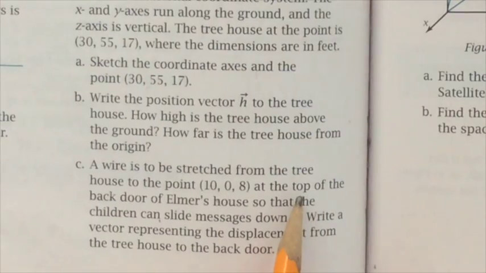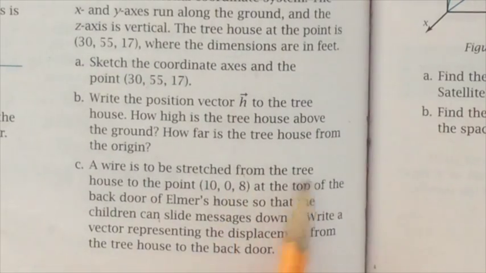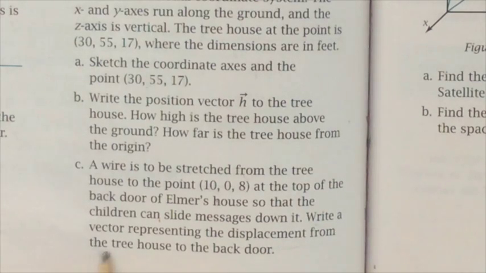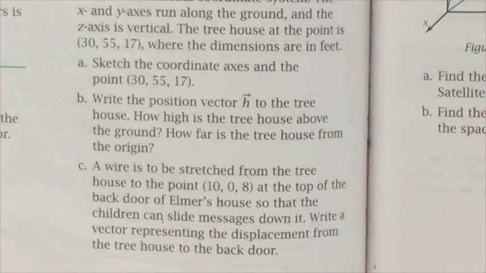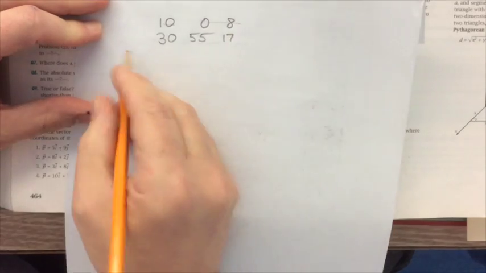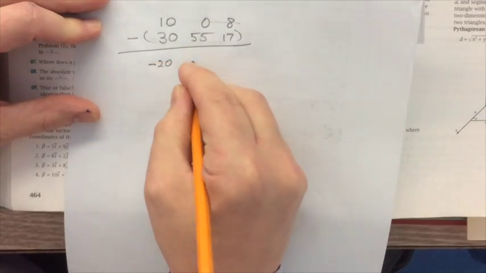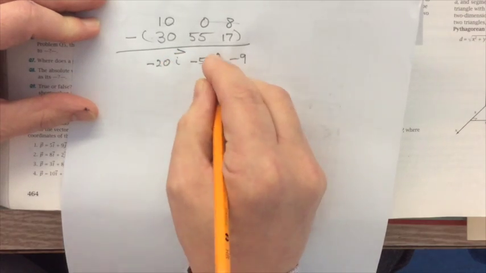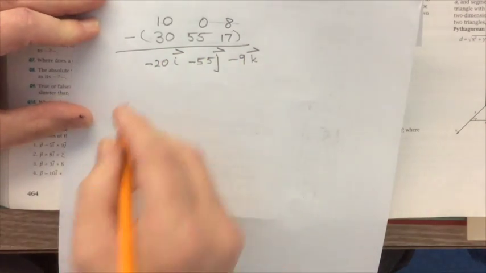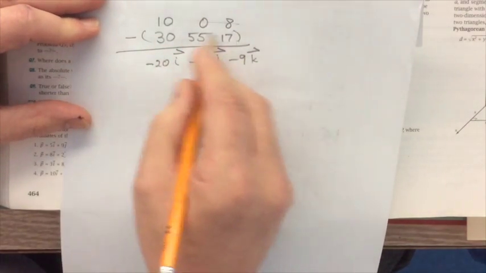Okay? Now, here's the next part. We've got the wire that stretched from the tree to the point at the top of the back door. And the question here is to get the vector of the displacement from the treehouse to the back door. So you take the coordinates, the different components here, and you subtract them. And you turn it into a vector expressed in component form.